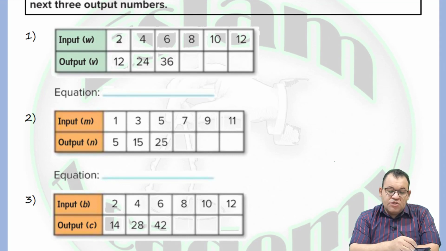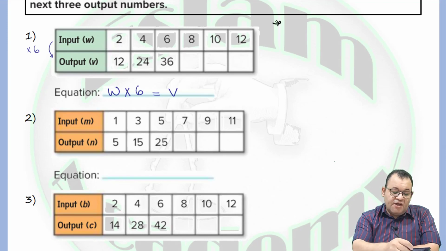So we have here the input equals 2 and the output equals 12. When the input equals 4, the output was 24. When the input equals 6, the output was 36. If you check for addition, you will not find a number that, if you add it to each input, will equal the output. But when we have 2 and multiply it by 6, the answer is 12. And 4 multiplied by 6 is 24. 6 multiplied by 6 is 36. So for each input, W, we just need to multiply it by 6 to find the output, which is B. So the equation that we have now is W multiplied by 6 equals B.